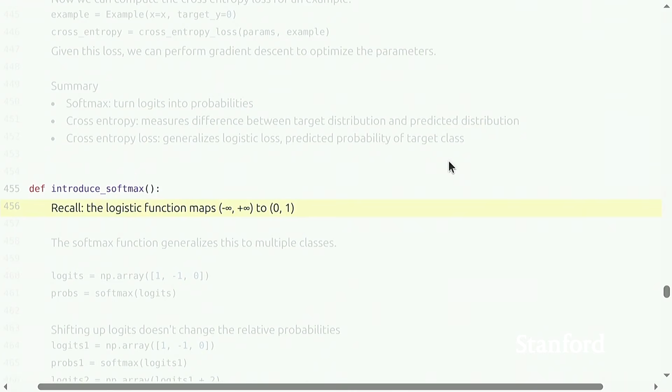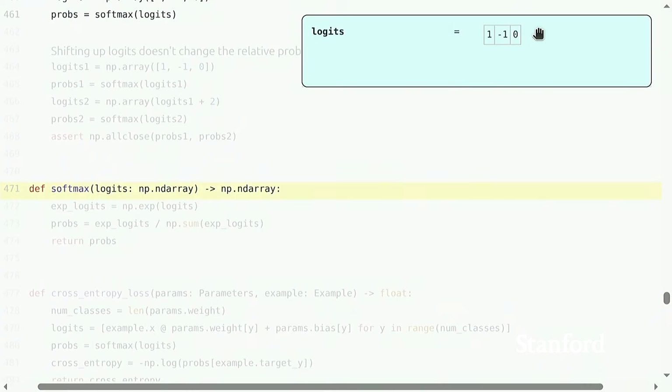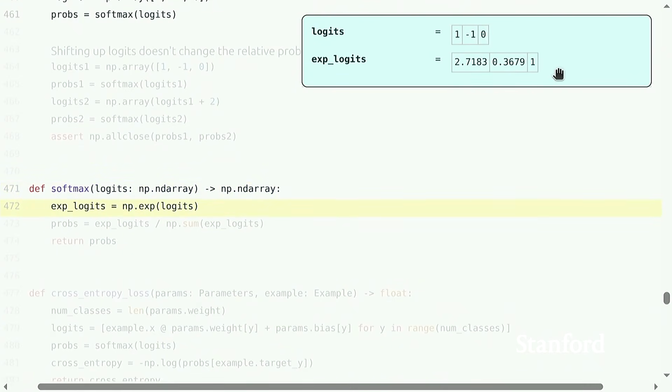So the logistic function maps just a single number. The softmax function generalizes to multiple classes and applies to a vector. So the logits, let's just do this by example. Suppose I have -1, 1, -1, 0. And what does the softmax function do? First of all, it's going to exponentiate each of the logits. Okay? So e to the 0 is 1, e to the -1 is something less than 1, and so on.